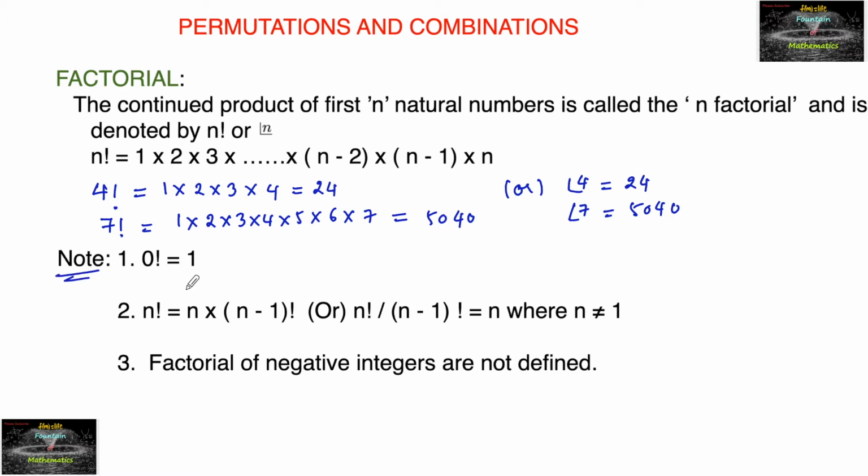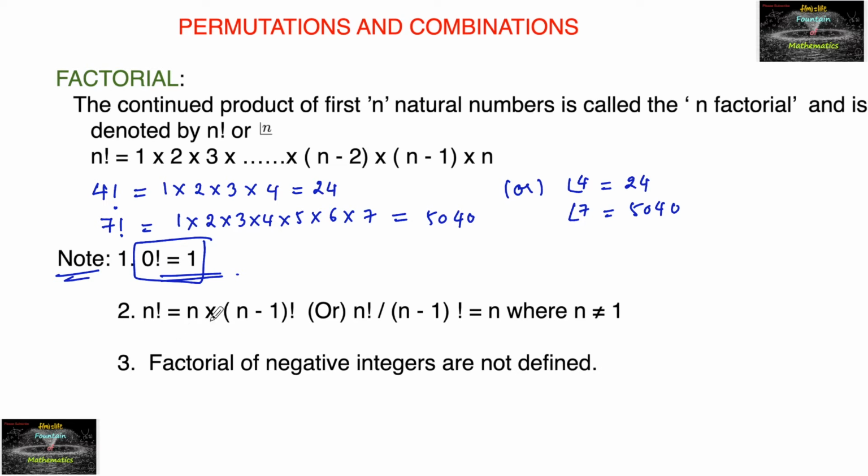Okay, and also note that 0 factorial is 1. Generally we don't consider 0 as a natural number. 0 factorial is defined as 1 because it means the product of the first 0 natural numbers. That indicates there is no number we consider, so by default 0 factorial is equal to 1.